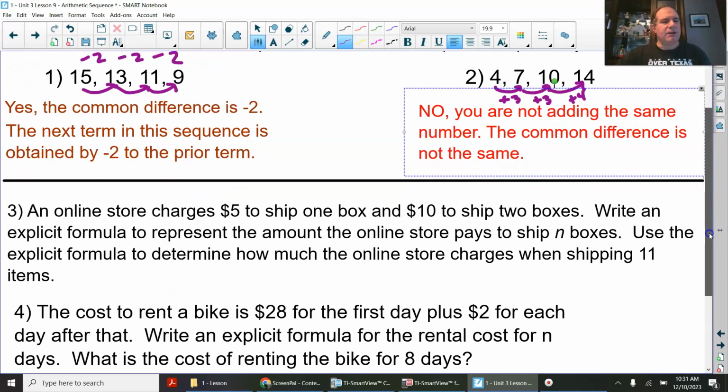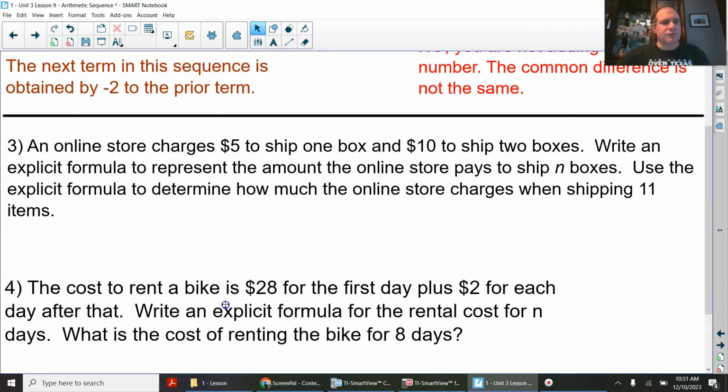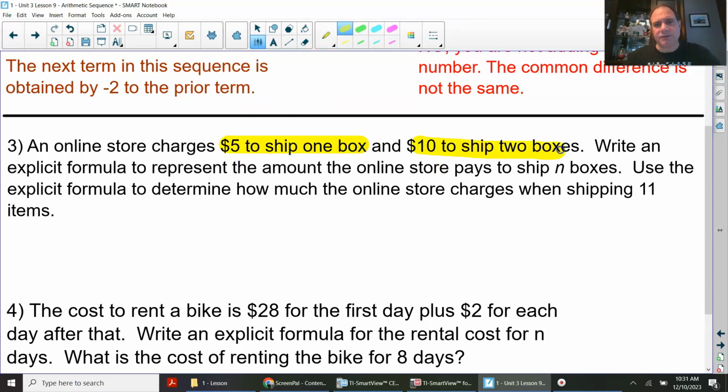All right, so in online store number 3, let me just move this down. Online store charges $5 to ship 1 box. So I'm just going to make a sequence up here. $5 to ship 1 box, $10 to ship 2 boxes. Write an explicit formula to represent the amount the online store charges to ship n boxes. Use the explicit formula to determine how much the online store charges when they ship 11 items.